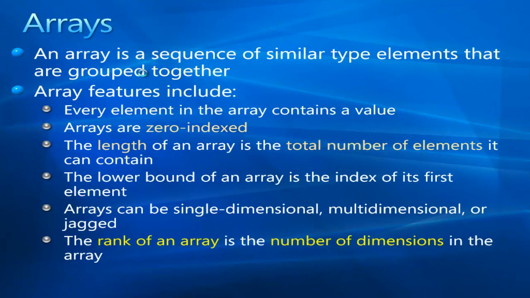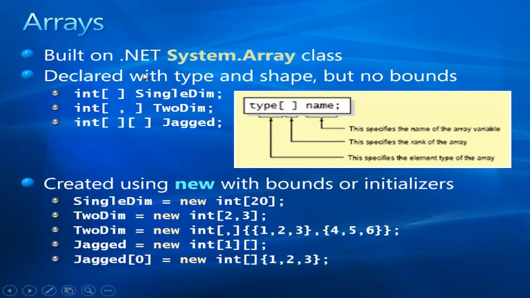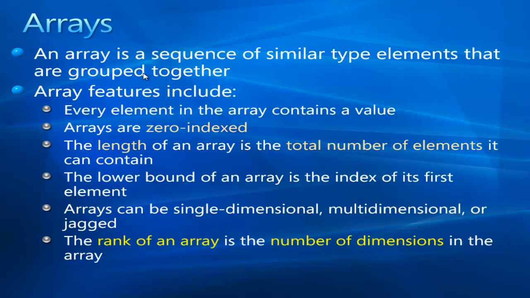Let's look at arrays. So what are these arrays? We are familiar, an array is nothing but a sequence of similar data type elements grouped together, which are indexed. Let's look at a few of the properties of the arrays. These properties are the same for any programming language, so it's not a different thing.